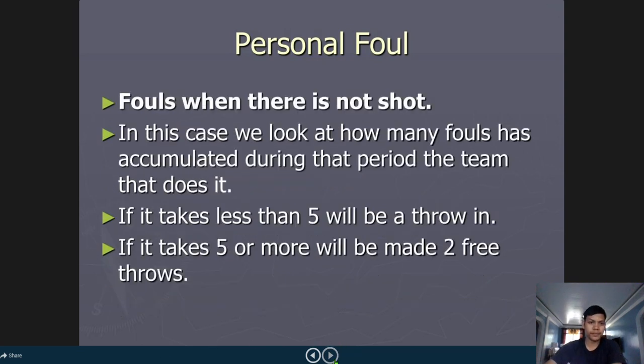Another point. Next, fouls when there is no shot. Okay, there is a foul when there is no shot. The ball did not go on the ring and there is a call for a foul. In this case, we look at how many fouls the team has accumulated during that period. If it is less than 5, there will be a throw in. And if it is 5 or more, 2 free throws will be made.